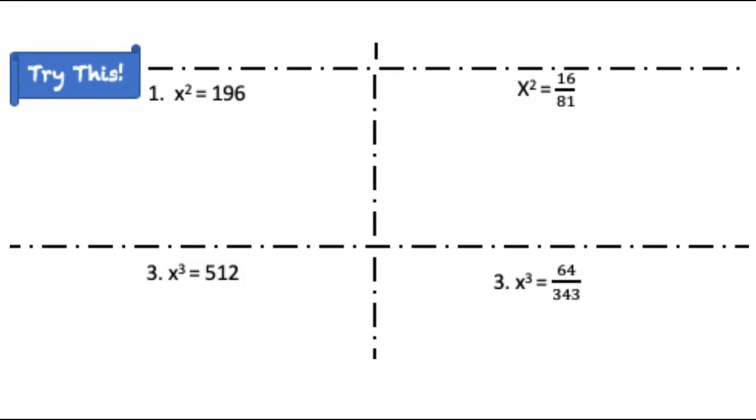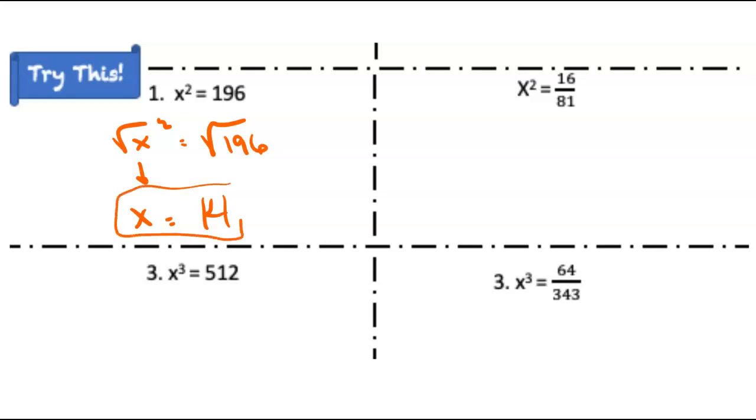First one, we have a squared equation, so we're going to take the square root of both sides. So the square root of x squared is x. The square root of 196 is 14. I do have two solutions, a positive 14 and a negative 14, but I'm just going to go with the principal square root here, or the positive version, and say my answer is 14.